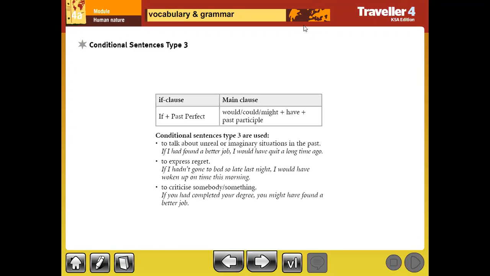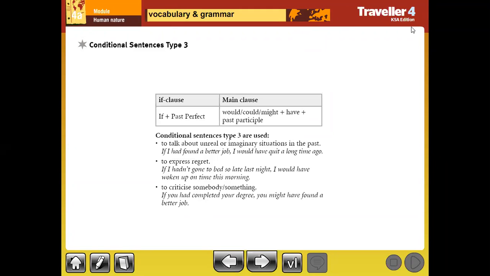We also use the third conditional to criticize somebody or something. If you had completed your degree, you might have found a better job. Here, you are criticizing the person you are addressing, يعني انت بتنتقد هنا إنه لو كان كمّل شهادته أو كمّل دراسته كان لقى وظيفة. So you are criticizing his behavior, انت بتنتقد سلوك اللي عمله.